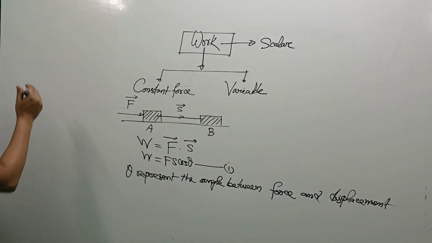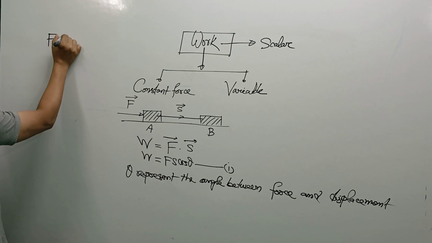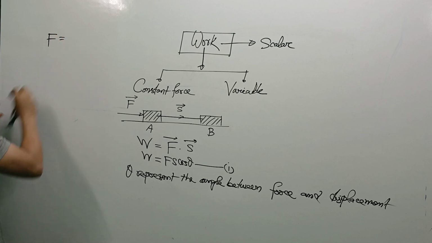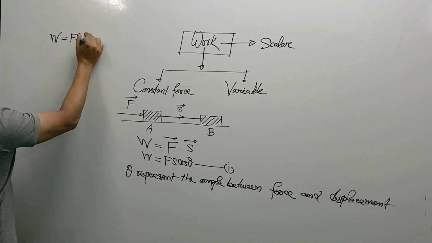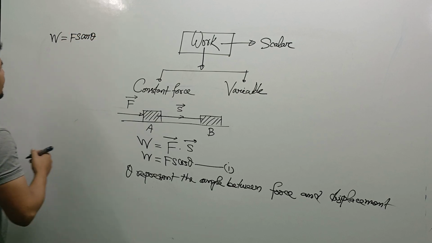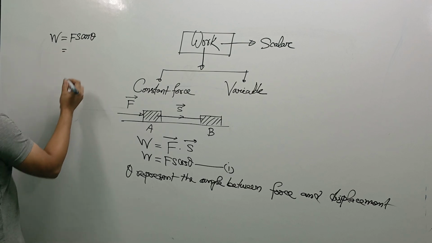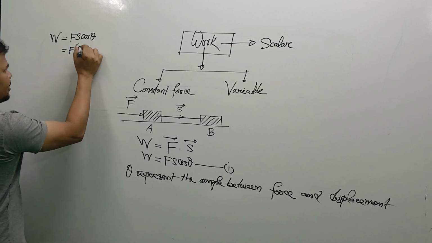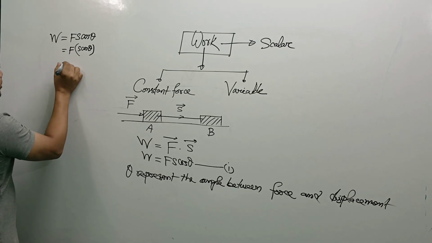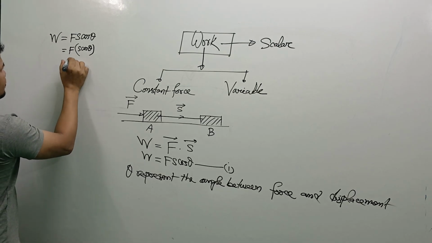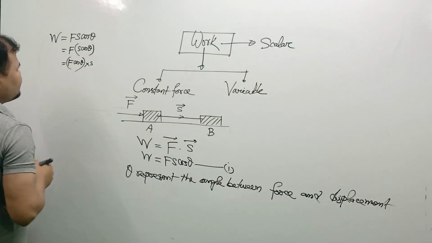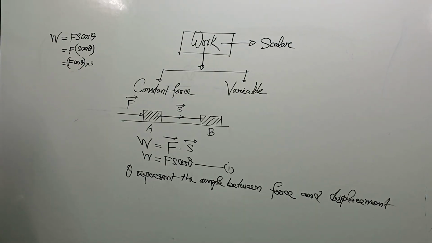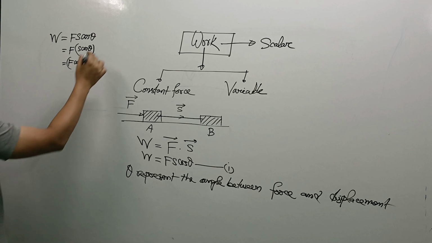Suppose we write this equation: W is equal to F s cos theta. My dear student, we can rearrange this equation in two ways. One way is F into s cos theta, and another way is F cos theta into s. These are the two special ways to rearrange this equation.